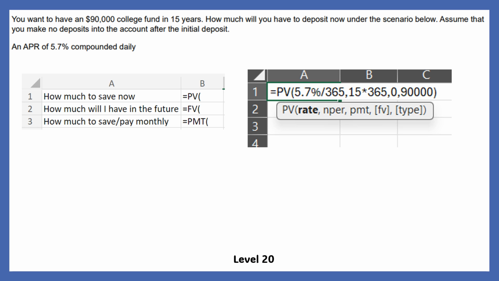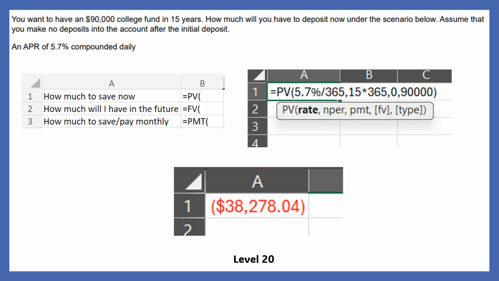We don't have any payments. It says we're not going to make any more deposits after the first. And we know that what we want for our future value is 90,000. So we'll put 90,000 in there. There's a type there, but you can leave that off. You don't need that. And we end up with, if we put $38,278.04, and we get that interest rate compounded daily for 15 years, it would grow from 38,000 to 90,000.